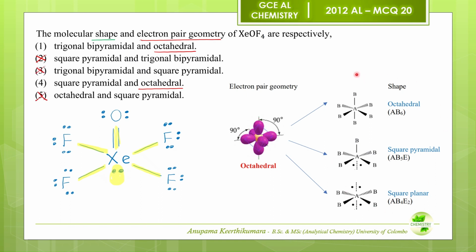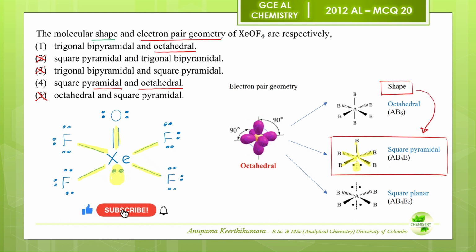These are the possible shapes of octahedral geometry. There are 5 atoms bonded to the center atom, and the center atom contains 1 lone pair. This molecule is AB5E type. Therefore, the shape of this molecule is square pyramidal. The answer is number 4.